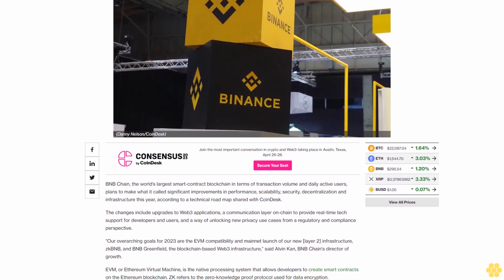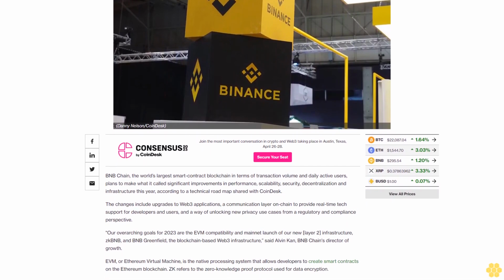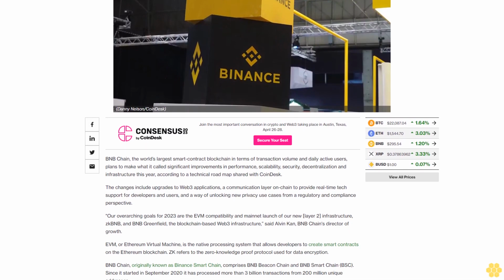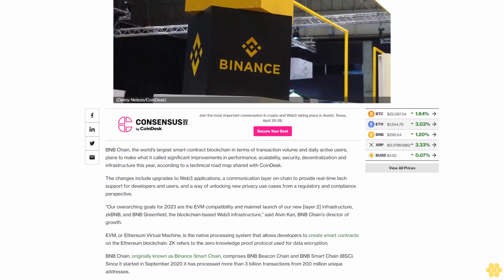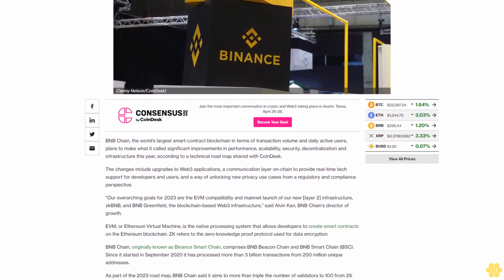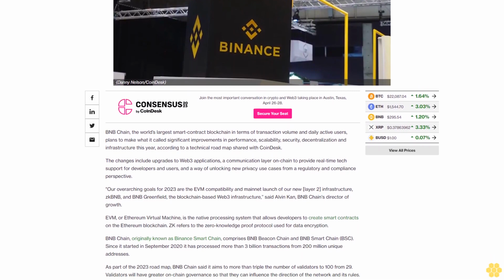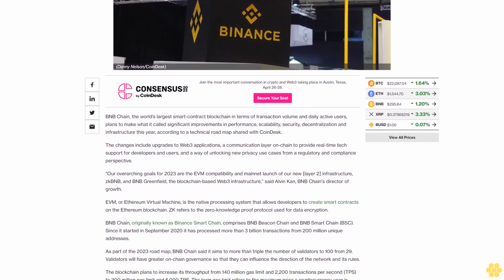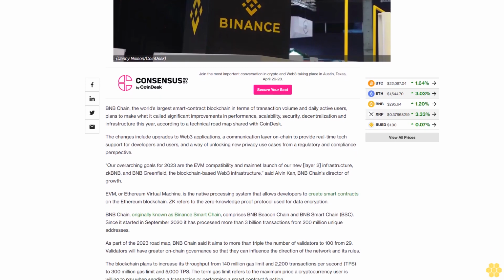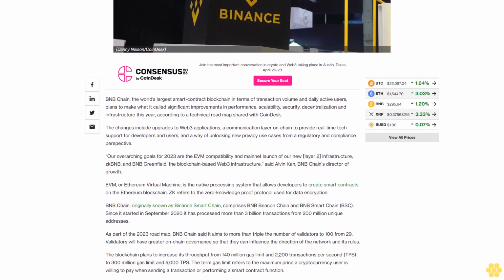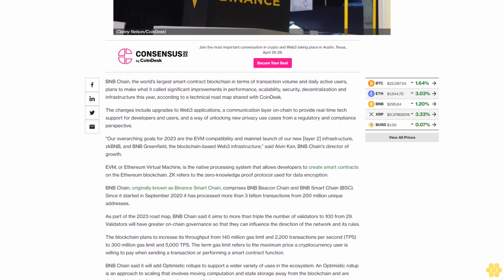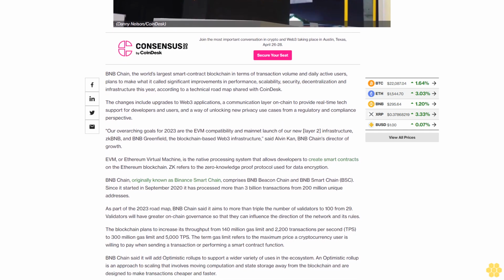with CoinDesk. The changes include upgrades to Web3 applications, a communication layer on chain to provide real-time tech support for developers and users, and a way of unlocking new privacy use cases from a regulatory and compliance perspective. "Our overarching goals for 2023 are the EVM compatibility and mainnet launch of our new Layer 2 infrastructure, zkBNB, and BNB Greenfield, the blockchain-based Web3 infrastructure," said Alvin Kan, BNB Chain's Director of Growth.